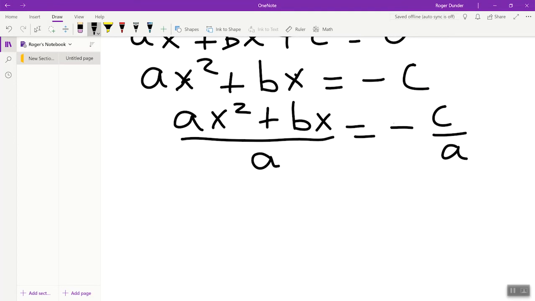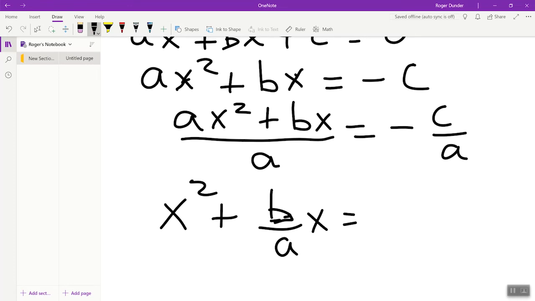Okay. So now we do some simplification. ax squared divided by a is just x squared, 1x squared, so we've accomplished that. Plus, in the second term there would be bx over a, or b over a x, is equal to minus c over a on the other side.